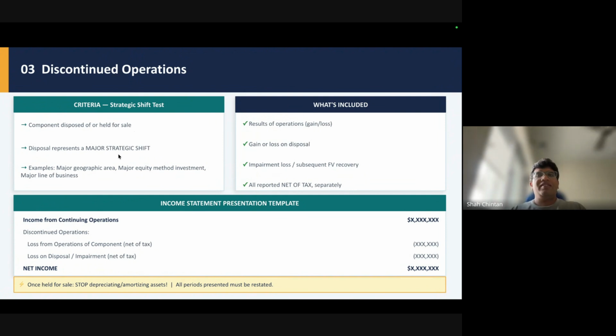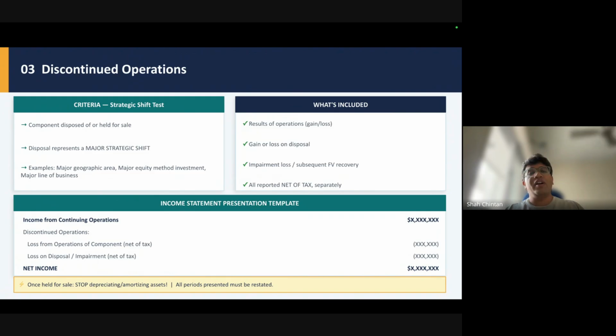So suppose let's say there is a Domino's, they create pizzas. Now they have, let's say, 20 flavors right now. They decided to shut down two flavors. So it is not a discontinuing operation because it is not a major strategic shift. But let's say Domino's have stopped serving soft drinks and garlic breads completely.